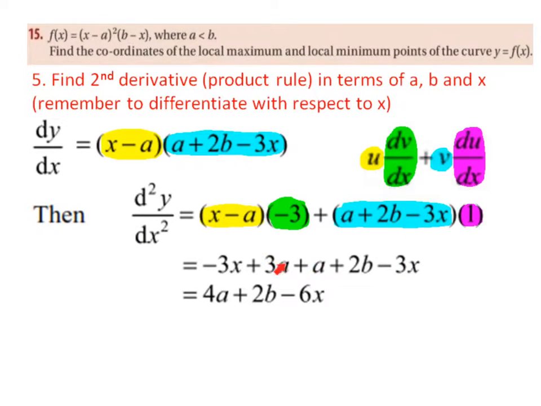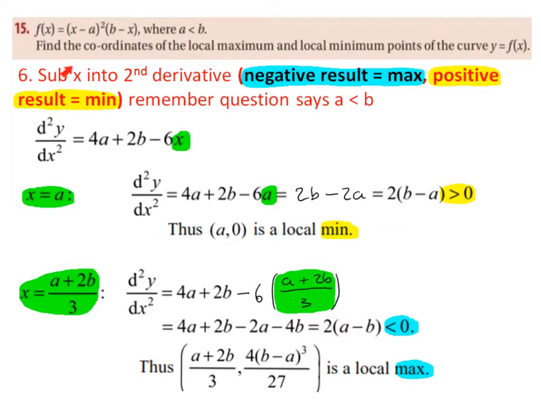Then 3a plus 1a is 4a. We bring down the 2b, and minus 3x minus 3x is minus 6x. So this is our second derivative in terms of a, b and x. Step 6. Sub x into the second derivative. If we get a negative result, we have a maximum, a positive result, a minimum. Remember, the question says a is less than b. It says it up here.